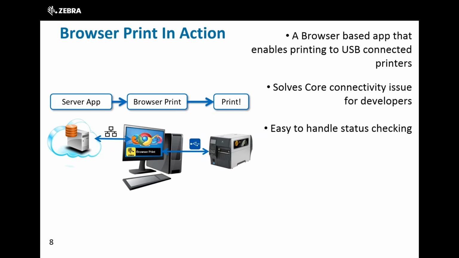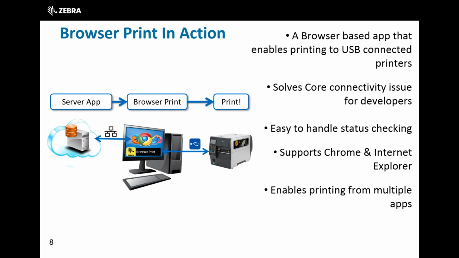I'll show you a little bit about how to handle status checking. It's pretty simple. And it supports Chrome and Internet Explorer at the moment. And essentially, because of the way this works, your web app can speak to the printers and communicate to them and print stuff. But somebody else who writes a web app who also wants to use Browser Print can also do that off the same PC. It enables multiple different web apps to actually use it. And we do have some source code for examples of how to actually implement this into your web page.